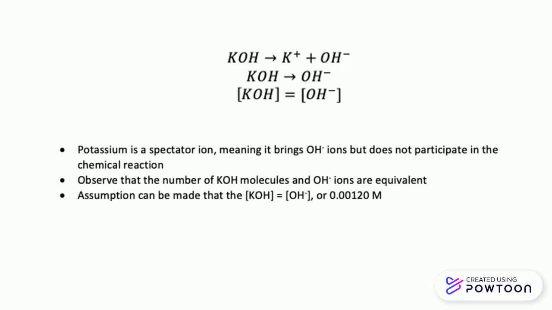To do this, we write out the dissociation equation of potassium hydroxide, which is KOH turns into K plus and OH minus ions. Because potassium is a spectator ion, we can just ignore it. Because we see that KOH and OH minus have the same coefficient, 1, then we know that the concentration of KOH and OH minus are the same, which is 0.00120 molarity.